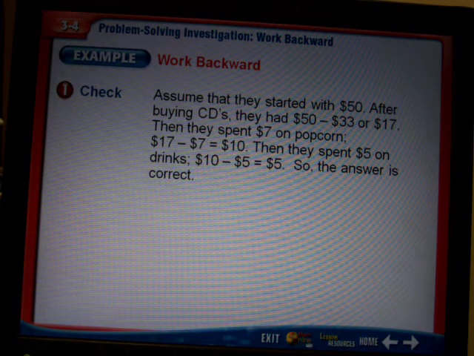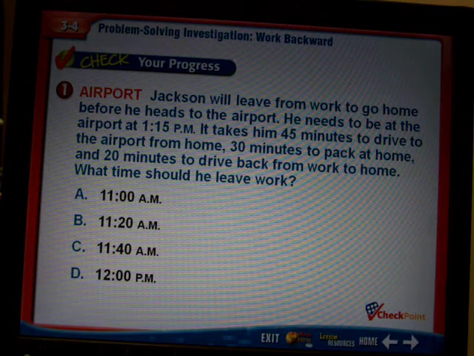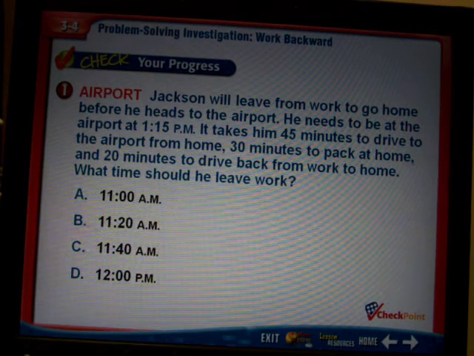So to check our work, to make sure we did it right, we're going to start with the $50 that we solved for, and then we're just going to do the problem as it says, and it should end up with $5 left.